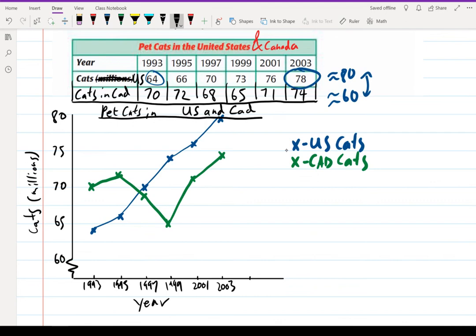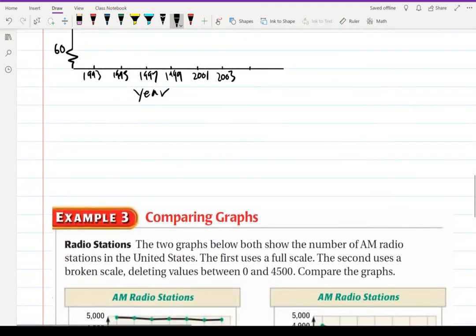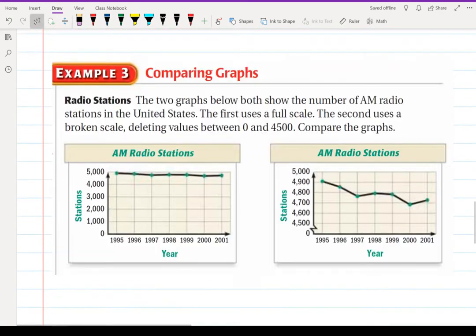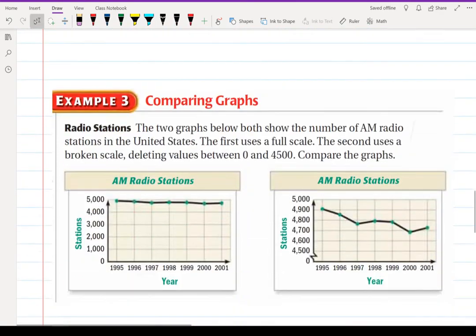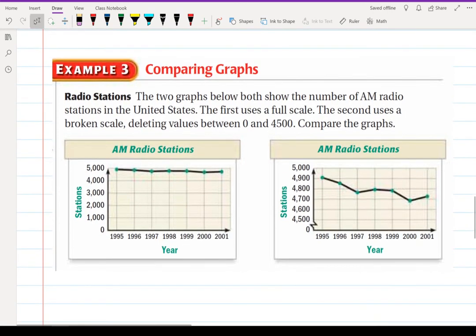Once you're done copying, I will give you your homework questions, which is we're not going to do example 3 because actually we can do one more example. So this one we don't need to draw, but in this example I just want you to listen and think about this as well. There are two graphs below, showing the number of radio stations in the United States. The first one uses a full scale. What do I mean by full scale? It goes from 0 all the way to the highest data. That's what we call a full scale.